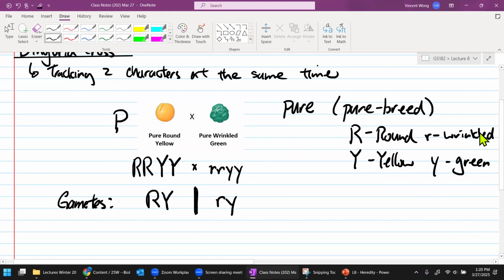The gametes, okay, so like big R with big Y, that's one. And then big R and big Y is the same one. And then the same one, and then the same one. So that's why I don't have to write it 4 times, right? It's the same thing repeated.